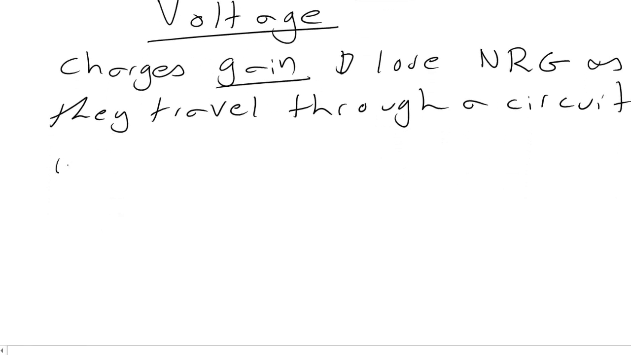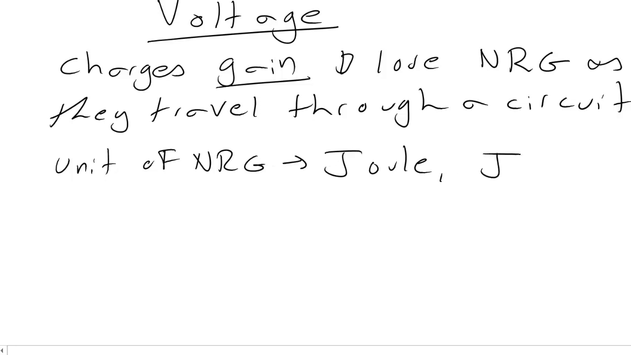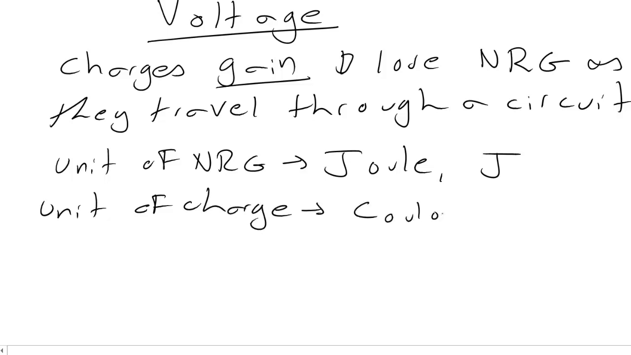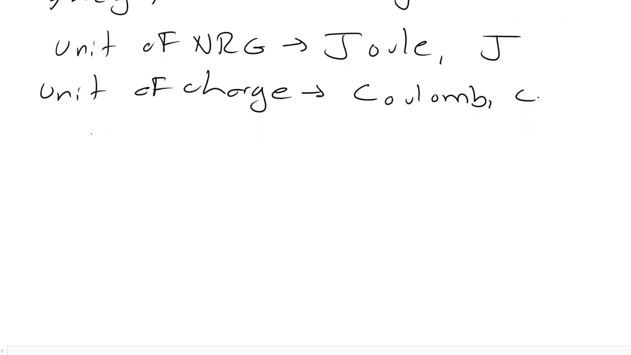If you recall, the unit of energy is the joule, or J, and the unit of charge is the coulomb, C. What we're interested in is how many joules are provided or removed from a coulomb of charge. So we need to know joules per coulomb.